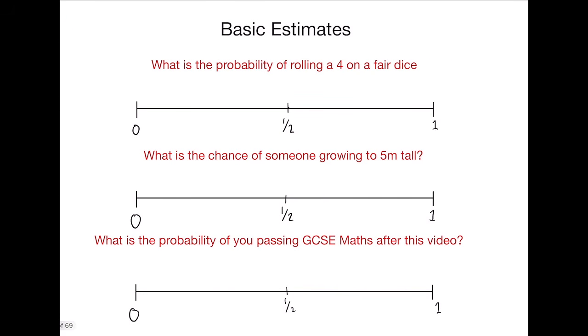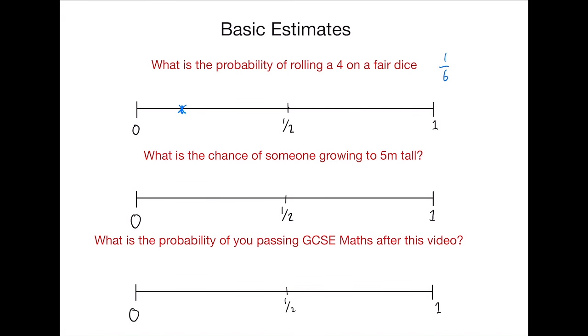Starting off with just some basic estimates. This is a fairly common exam question that I see quite a lot. What is the probability of rolling a 4 on a fair dice? That is just going to be a sixth. So find roughly where a sixth is going to be. I'm going to say it's about there. So we would mark that with a cross.